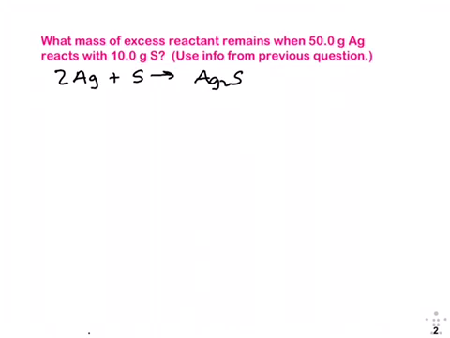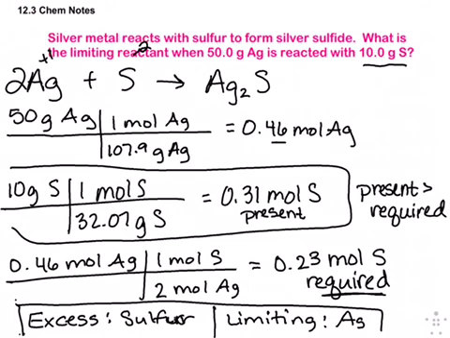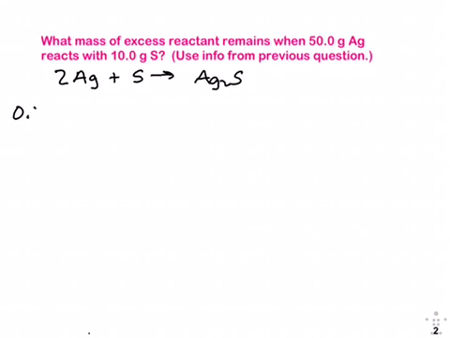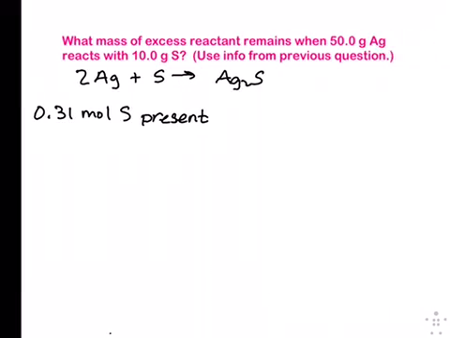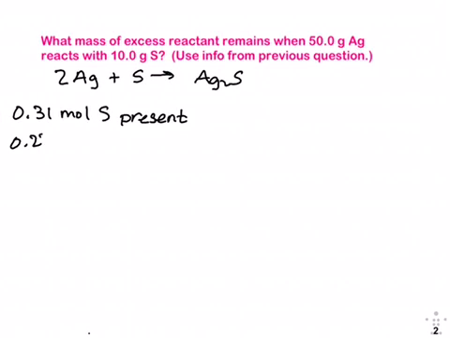Anyways, so we had said that from the previous equation that there was 0.31 moles of sulfur present, and we have 0.23 required. 0.23 moles of sulfur were required.